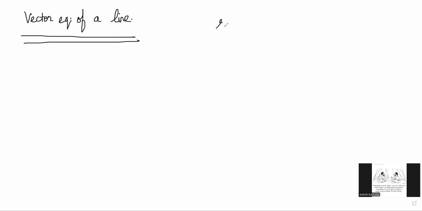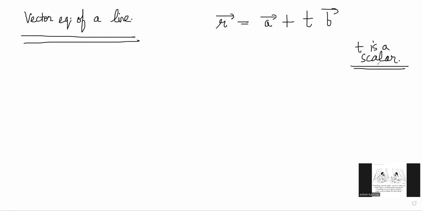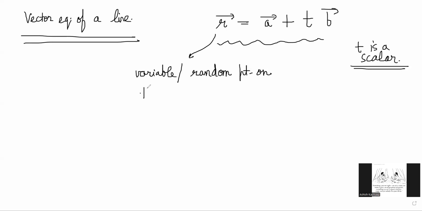So the standard vector equation is R vector is equal to A plus T times B, where T is a scalar. Now what you need to understand here is what is the meaning of this equation. इसका मतलब क्या है, right? So first of all, you need to realize that here R stands for a variable or random point on the line. And when we are writing R vector, we refer to the position vector of that point.